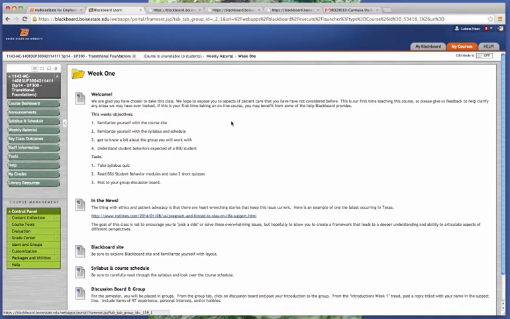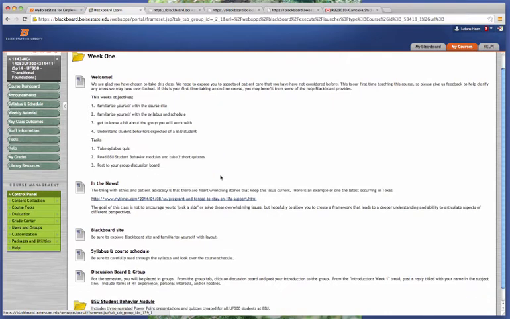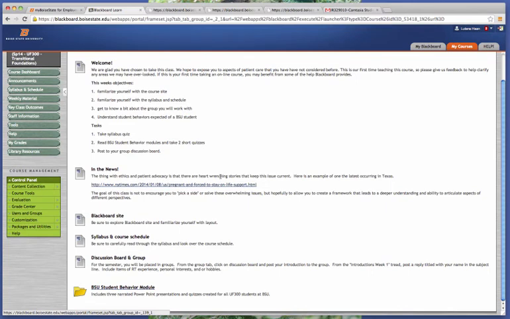So this week's goals, I want you to familiarize yourself with the course, to understand the syllabus and schedule, to get to know your group that you will be working with, and something on understanding student behaviors expected as a BSU student. Your tasks this week will be to take the syllabus quiz, read these behavior modules, and to post to your group discussion board. So here's the material you will need to go through.